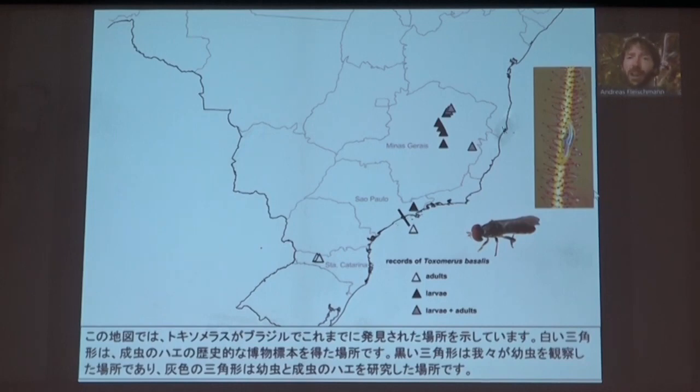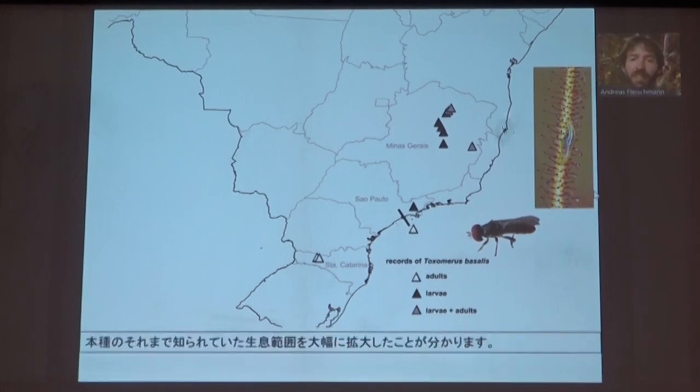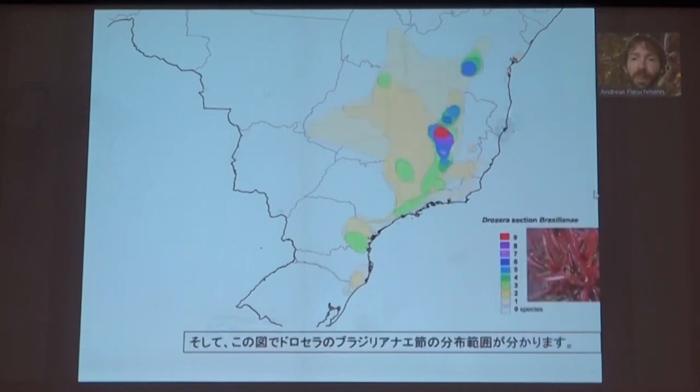And the black triangles were where Fernando, Paolo, and I observed larvae of this species, and the gray triangles are where we observed both larvae and also studied adult flies. This was mainly in 2018 by Paolo Gonella and myself. As you can see, we greatly enlarged the known area of distribution of this fly, so they were not known from Minas Gerais, for example.